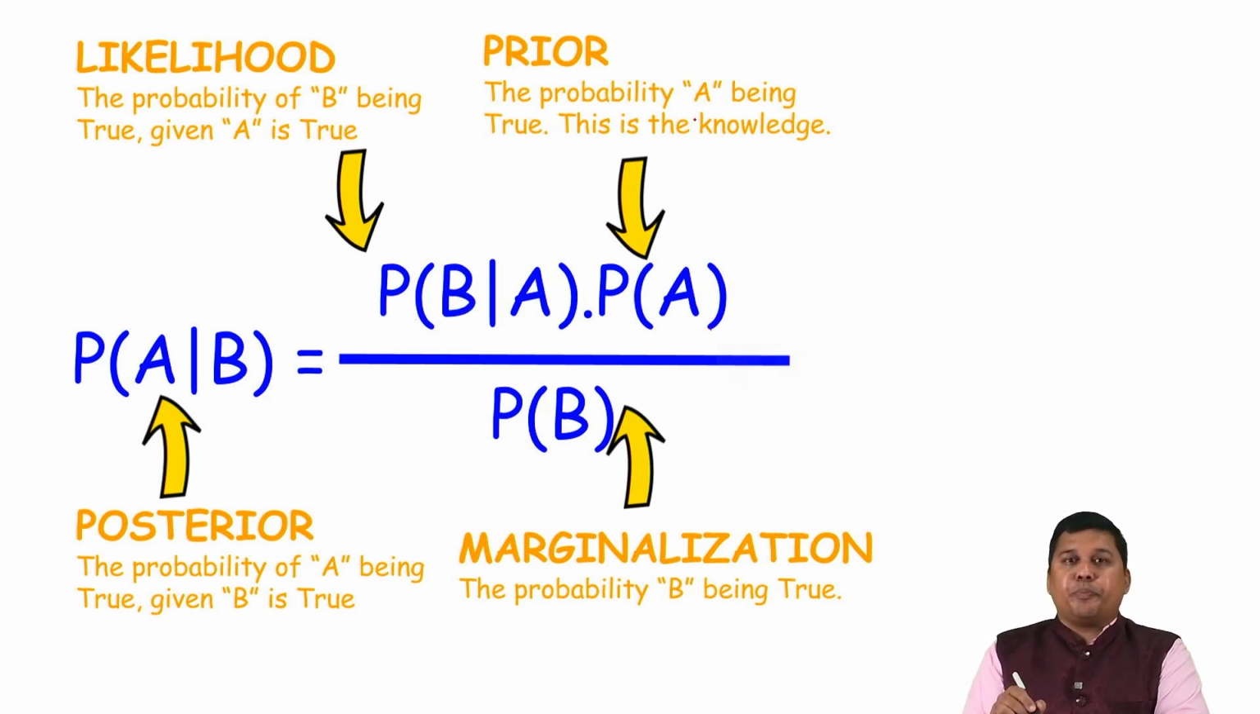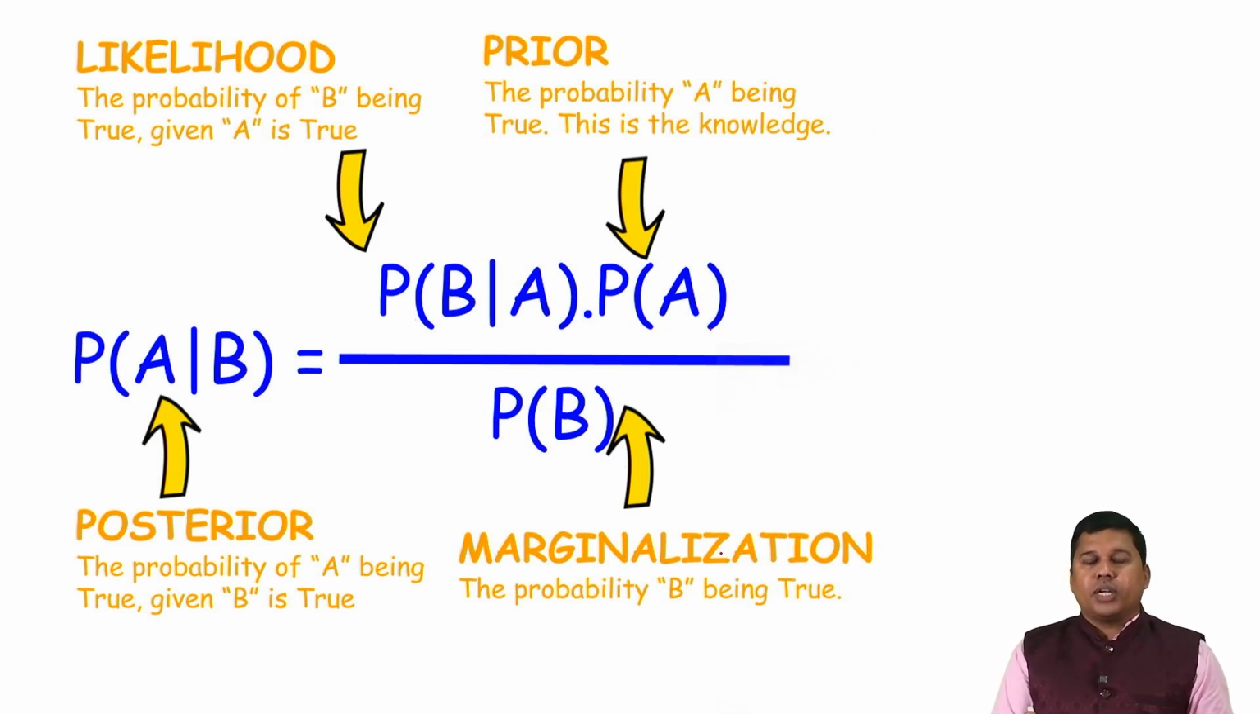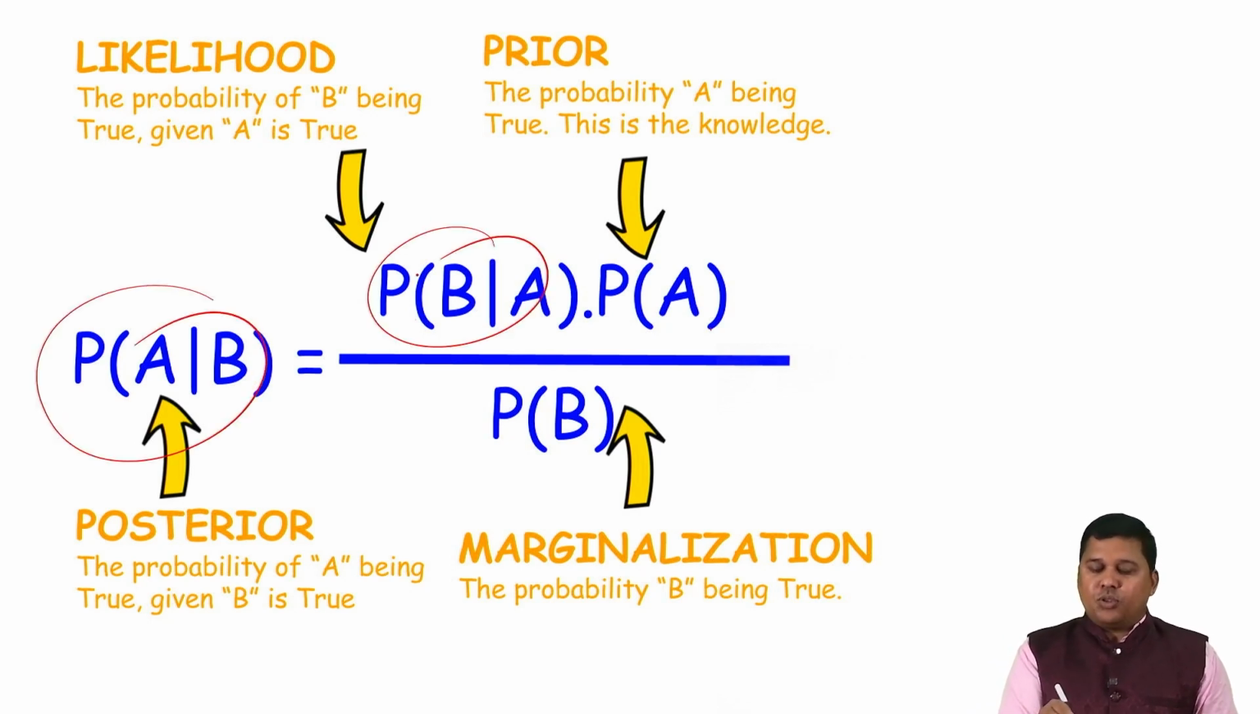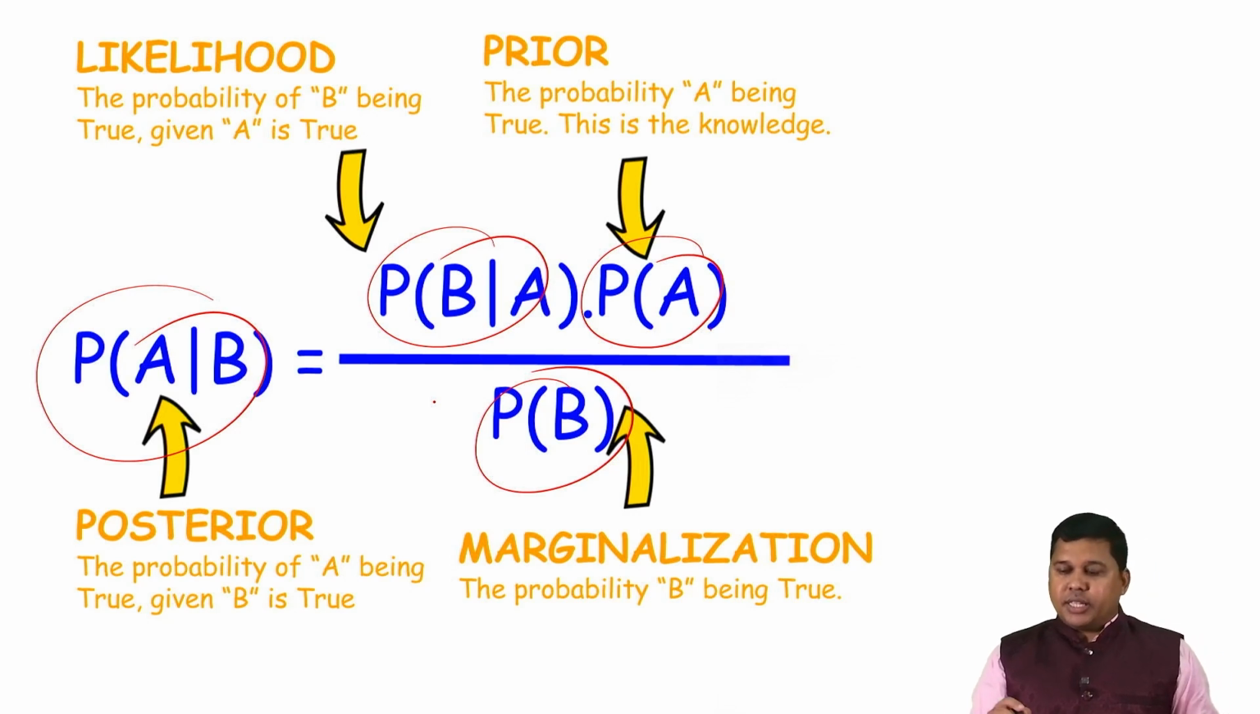What is P(A)? It is called the prior, because we already know the probability of A being true. This is the knowledge. And P(B) is called the marginalization, or the margin: the probability of B being true. So in Bayes theorem we have these four terminologies, and we need to know them when we study the Naive-Bayes classifier. This is the posterior, this is the likelihood, this is the prior, and this is the margin, the components of Bayes theorem.